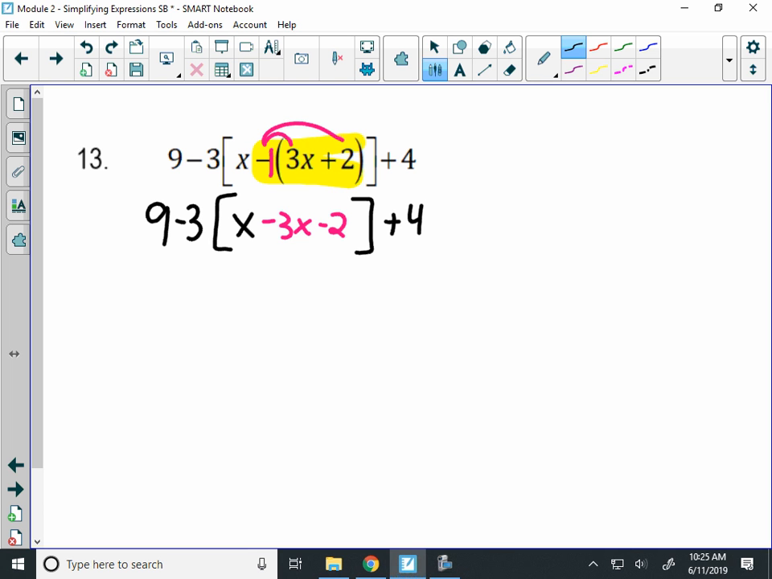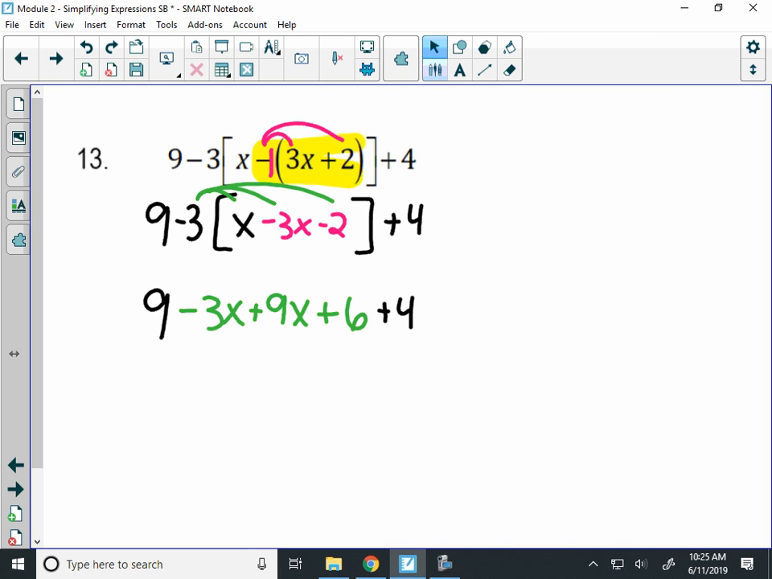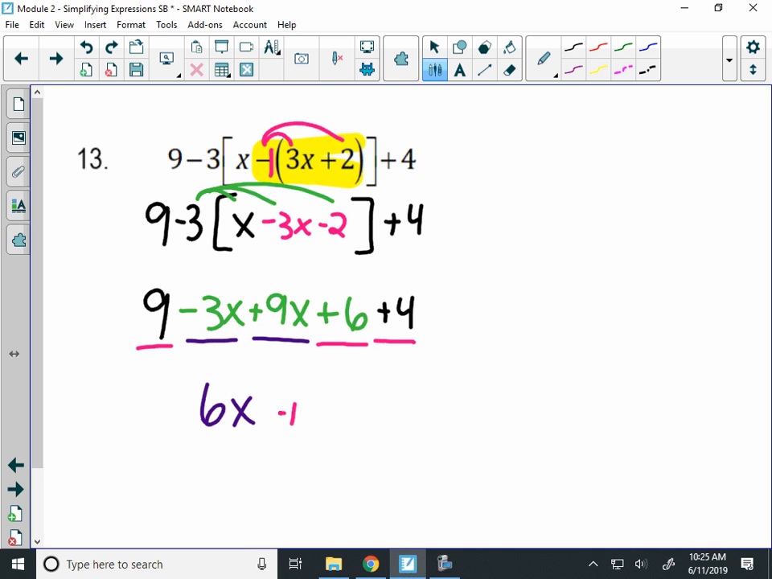What I'm going to do next is distribute, get rid of the brackets, and then collect like terms. So I'm going to have -3 that distributes to all those terms. The 9 in front stays the same. Then I'll have -3x plus 9x plus 6, and then the plus 4 on the end. Now I combine like terms. Let's look at the x's. -3 and 9 is 6x. And then the constants, 9 plus 6 is 15, plus 4 is 19. And there's your answer.